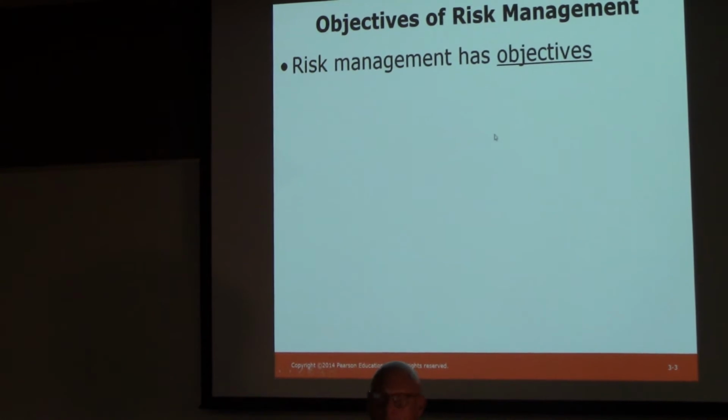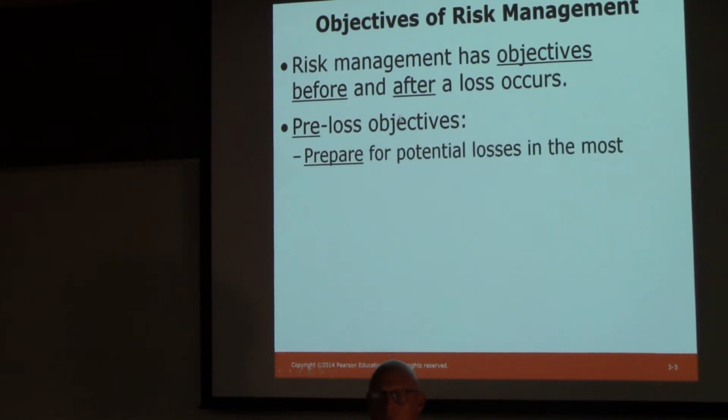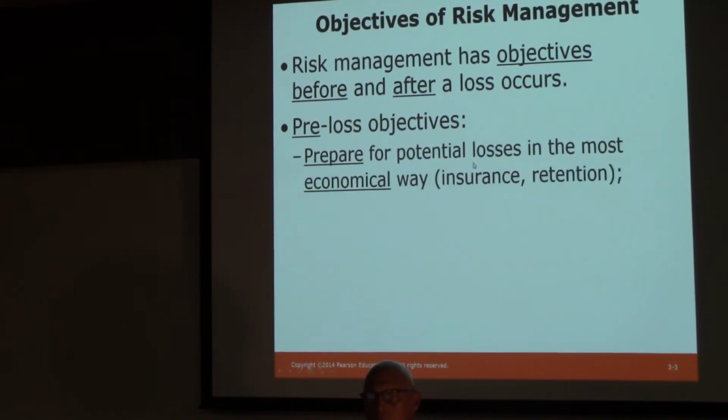All right, so what are the objectives of risk management? Well, there are pre-loss objectives and post-loss objectives. So pre-loss objectives involve preparing for potential losses in the most economical way. You know you're going to have losses. You have to identify what types of losses, what situations are involved in these losses, and how you can best treat those losses. In this case, for example, you can have insurance or you can retain the losses, which means you're self-insuring, you pay for it yourself.